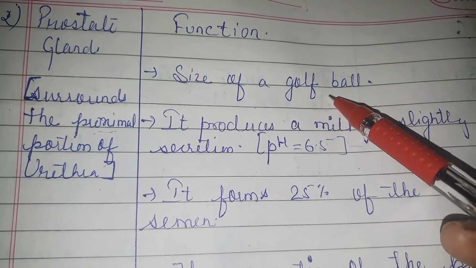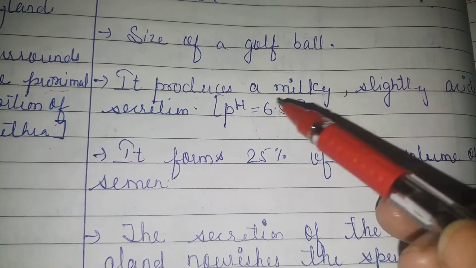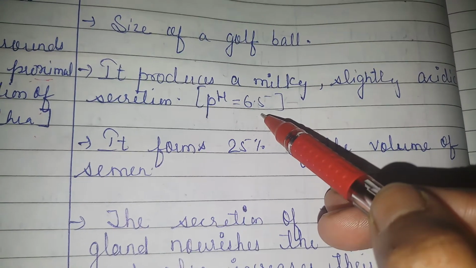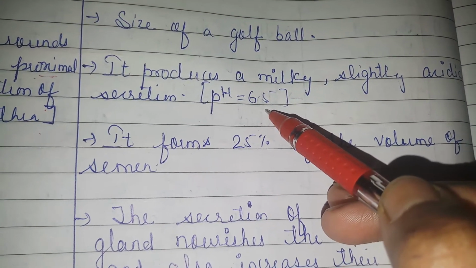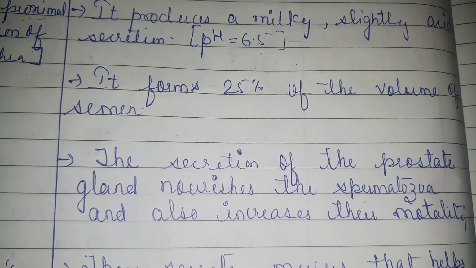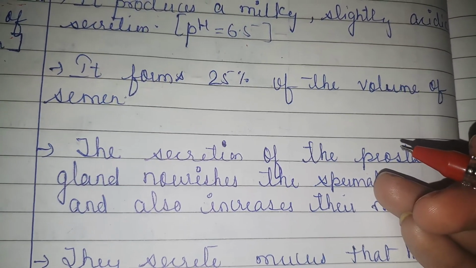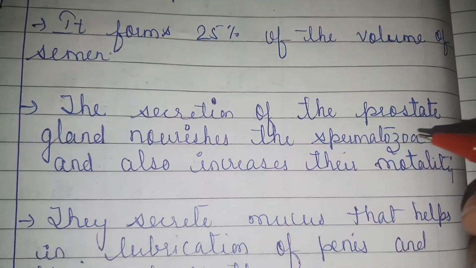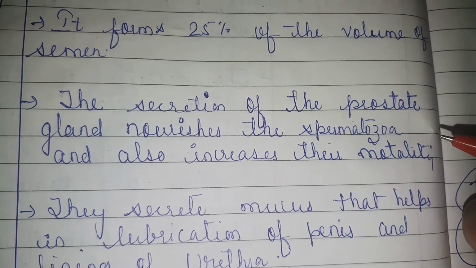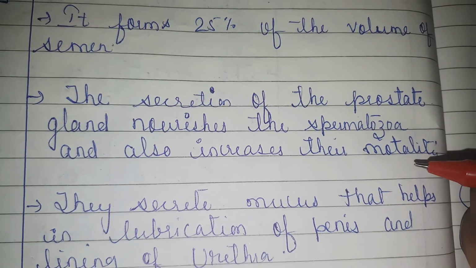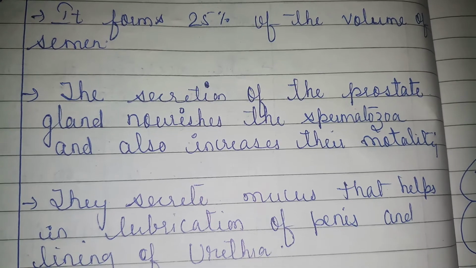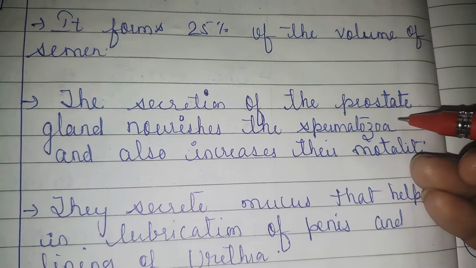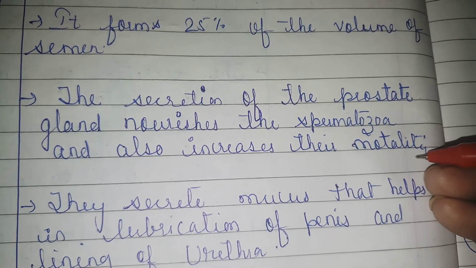The size of the prostate gland is the size of a golf ball. It produces a milky, slightly acidic secretion with a pH of about 6.5. That's 6.5, near to neutral. It forms 25% of the volume of semen, whereas seminal fluid secretes 70% of the volume of semen. The secretion of the prostate gland nourishes the spermatozoa and also increases the motility. And when we saw the seminal vesicle, its secretion also nourishes the spermatozoa and increases the motility of the sperm.